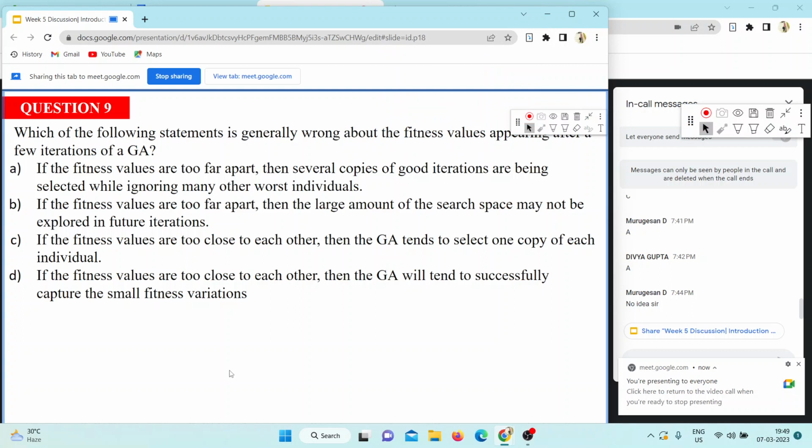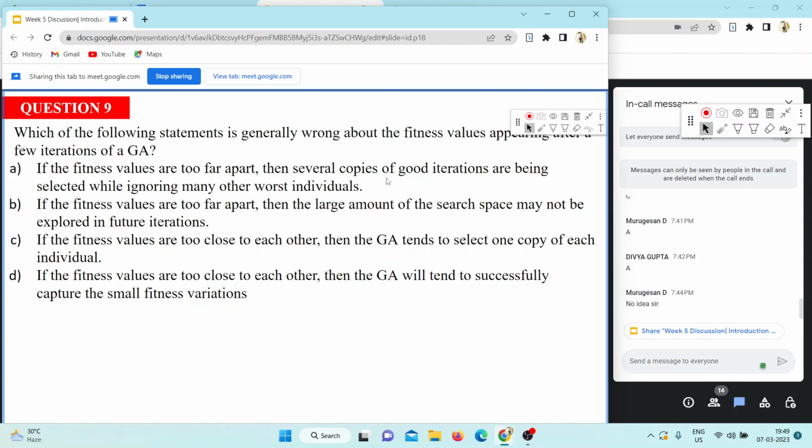A: If the fitness values are too far apart, then several copies of the good individuals are being selected while ignoring many other worse individuals. B: If the fitness values are too far apart, then a large amount of the search space may not be explored in future iterations. C: If the fitness values are too close to each other, then GA tends to select one copy of each individual. D: If the fitness values are too close to each other, then GA will tend to successfully capture the small fitness variation. So any guesses for this?